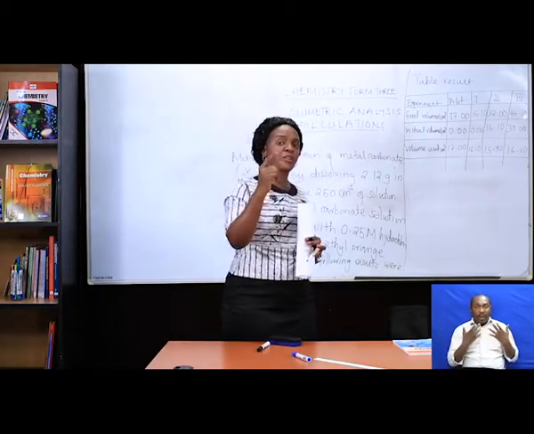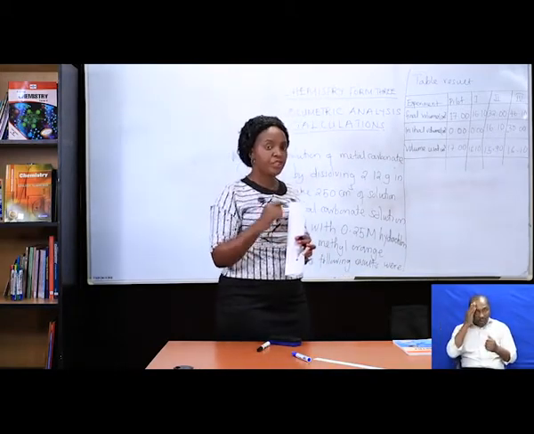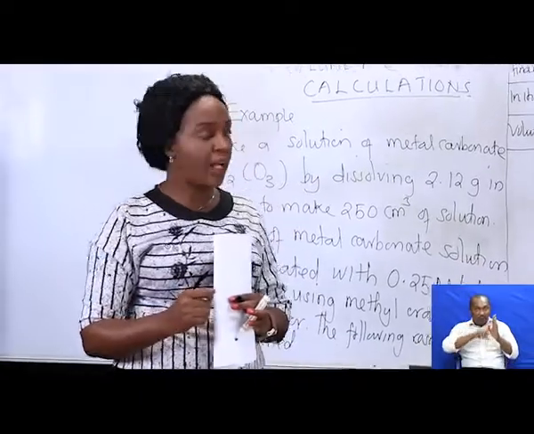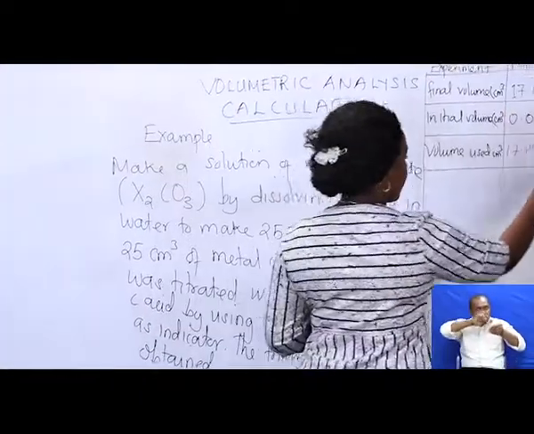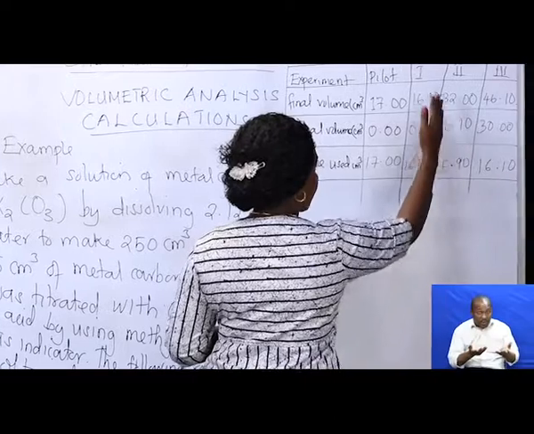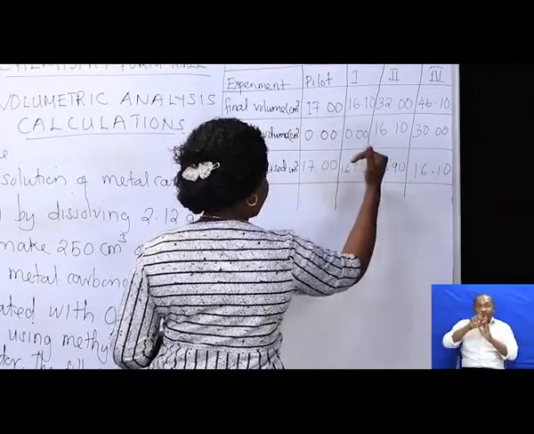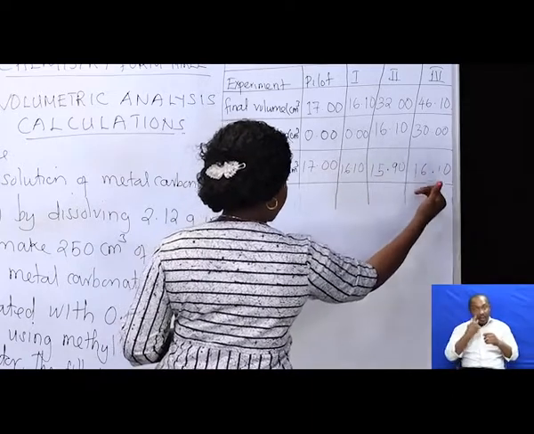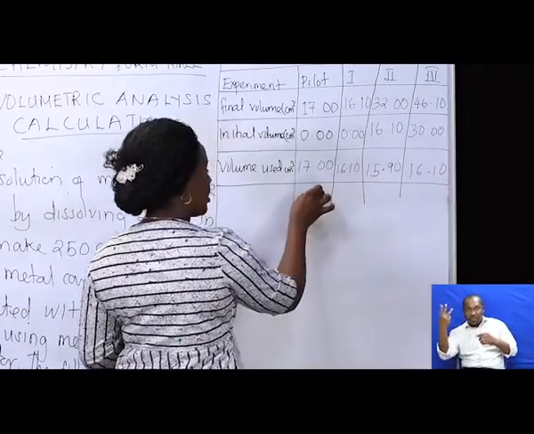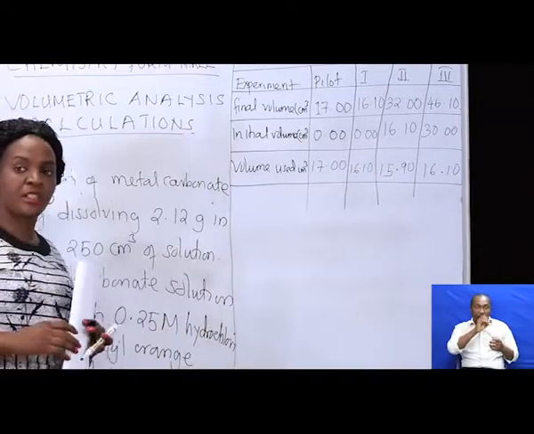Now we need to know the volume of acid used. After the experiment, how do we get it? We must add the volume for experiment 1, experiment 2, experiment 3. The pilot is not included. Why are we not including the pilot?